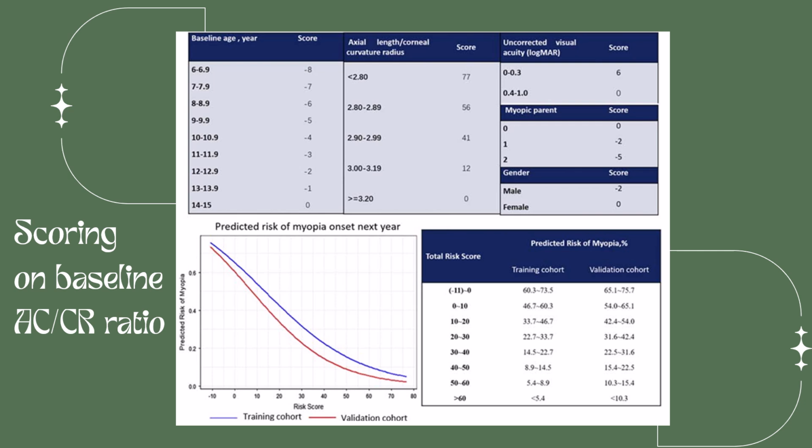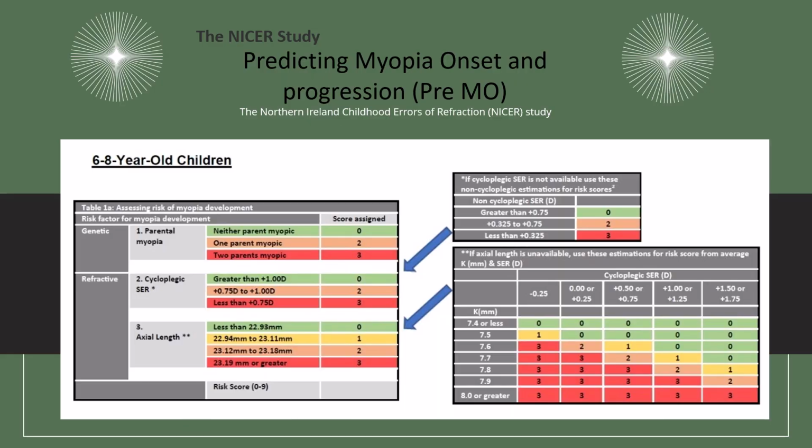Out of these three things, they tried to make a scoring system, and that particular scoring system was similarly taken up by the NICER study, very similar to what they have done, versus predicting myopia onset and progression. This is very similar, so we will take this up as a scoring system, because currently most people are using this particular scoring system, especially for pre-myopes.